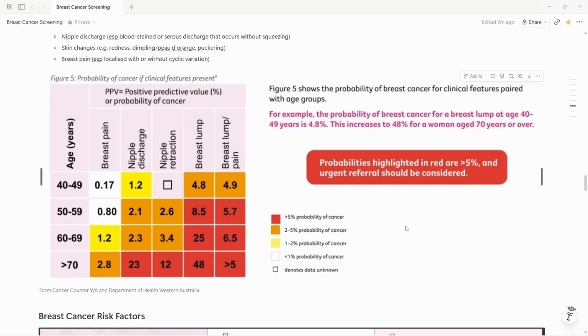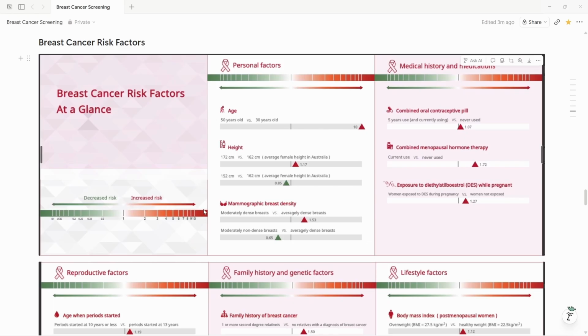The Cancer Council of Western Australia also recommends that anyone that falls in this red category, that is, they have a breast cancer probability based on the symptoms of greater than 5%, be urgently referred to a specialist, which means that for most patients above 50 who have symptoms of breast cancer, you need to be quite suspicious of them potentially having breast cancer.